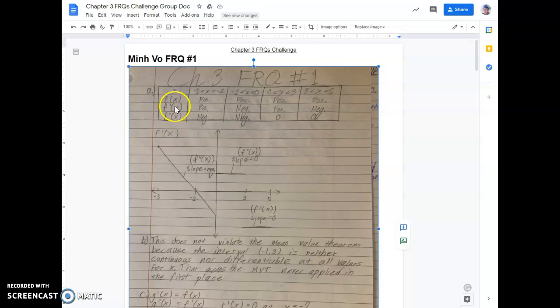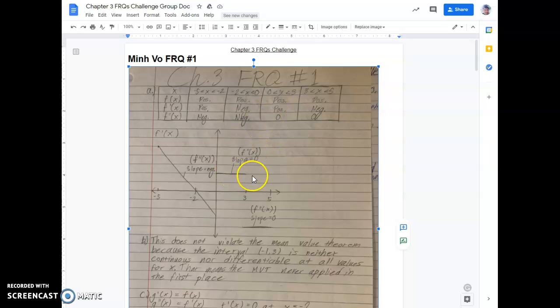Now, looking at the second derivative, f double prime of x, we can look at the slope of our f prime of x graph that we've just drawn out. From -5 to -2 and -2 to 0, it's all a negative slope from -5 to 0. It's a constant negative slope, so we can fill in the table that from -5 to -2 is negative, and -2 to 0 is also negative.